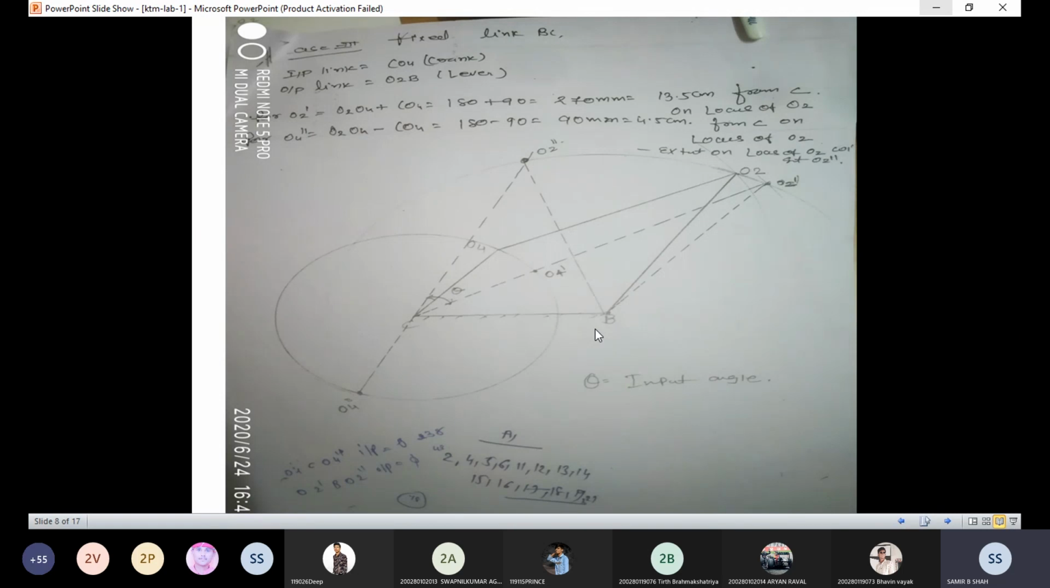So here the input starts from the clockwise direction. So CO4 is your input. It is called small a. Same way O4O2 is small b, BO2 is small c, and BC is small d. If we use the previous conditions as per Grashof's law, then we generate the crank lever mechanism.